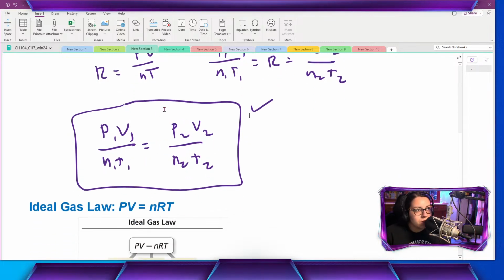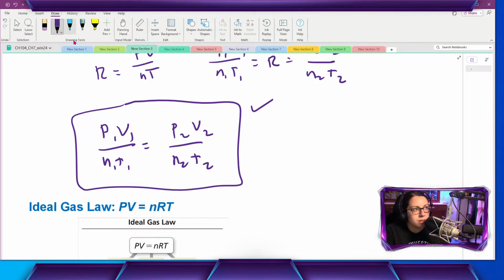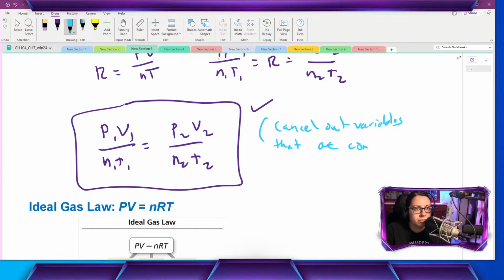And again, we can derive all the ones that we just talked about. So there's our P1V1 = P2V2, right, if we hold the other variables constant. And that's the key, right, is that we can cancel out variables that are constant. So that's why a problem may say, you know, at a constant pressure, at a constant volume, whatever.